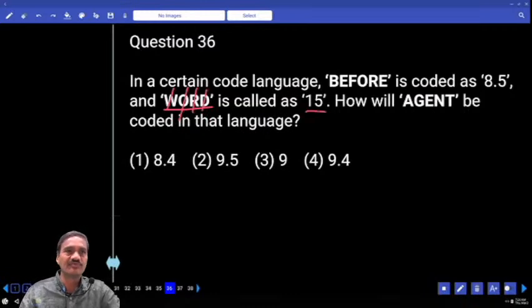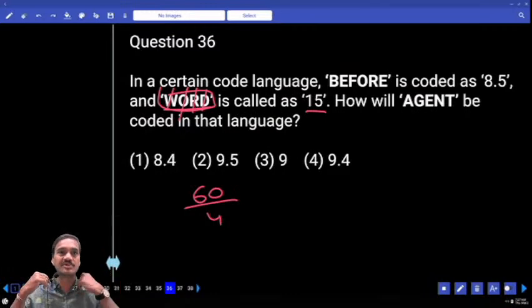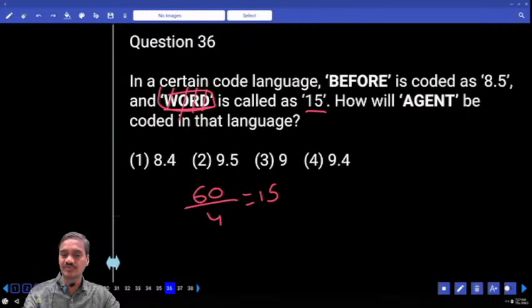Now 60 divided by 4. Why is it divided by 4? Total number of letters in the given word is 4. And the sum of the place values is divided by the number of letters. As of now, it is 15. Now this logic holds good for this one.